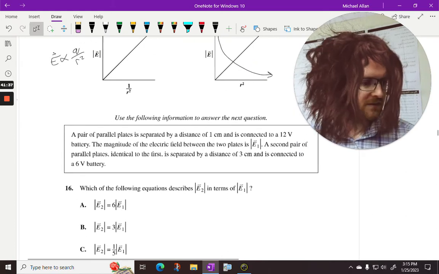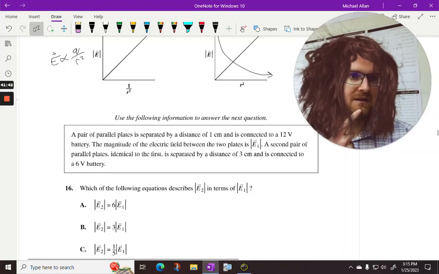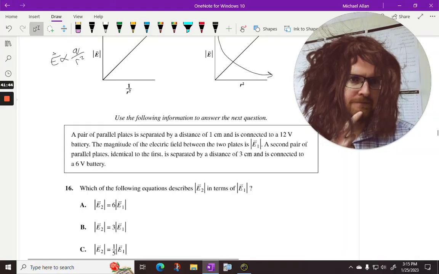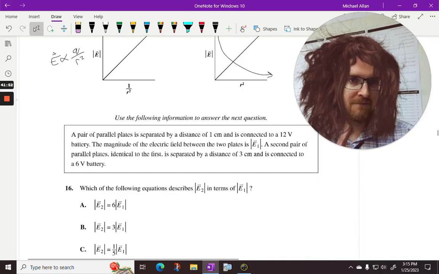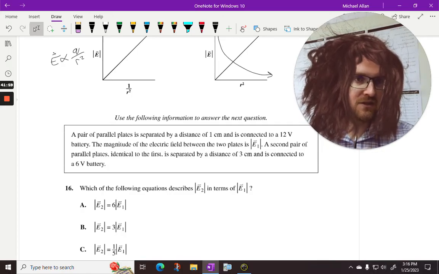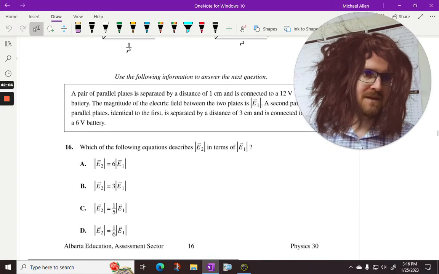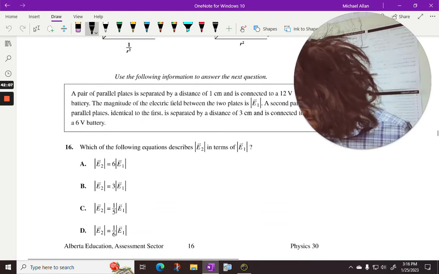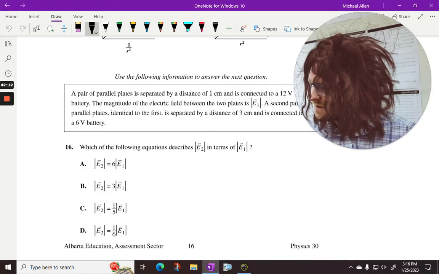Okay, so we have a pair of parallel plates separated by 1 centimeter and connected to a 12-volt battery. The magnitude of the field between the two plates is E1. A second pair of plates is separated by 3 centimeters and connected to a 6-volt battery instead. So it's half the voltage and 3 times the distance. Technically, I could just find the E's of both, but I just want to know how one compares to the other.